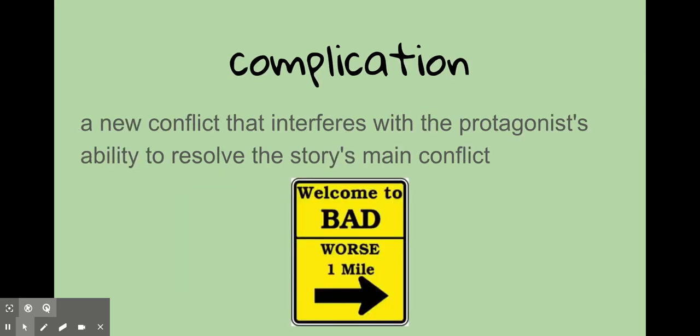Okay, complications are new conflicts that interfere with the protagonist's ability to resolve the story's main conflict. So whenever you have a problem, usually you're not able to solve it right away. And if we're reading a story, if the character can just immediately solve his or her problem, the story's not going to engage our interest, and it's not going to seem very true to life, because in life, as things come up, they can be complicated by other problems. So expect to see complications as the story progresses before the character's able to actually solve the main conflict of the story.